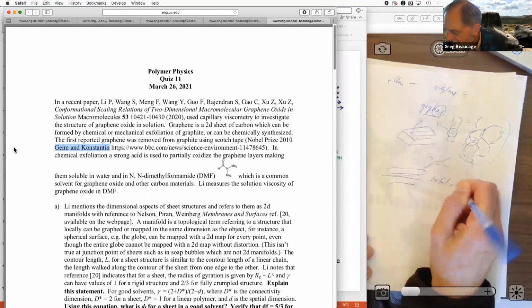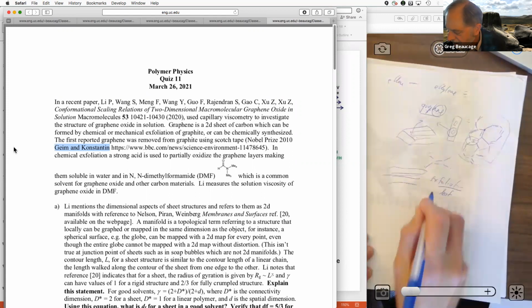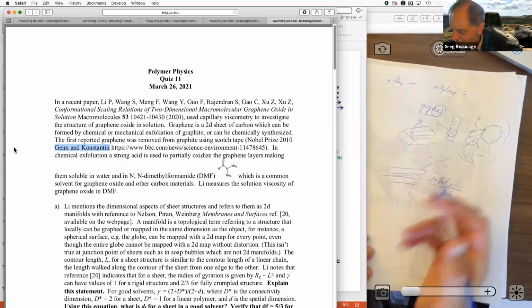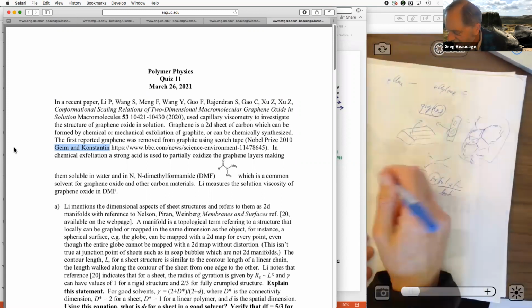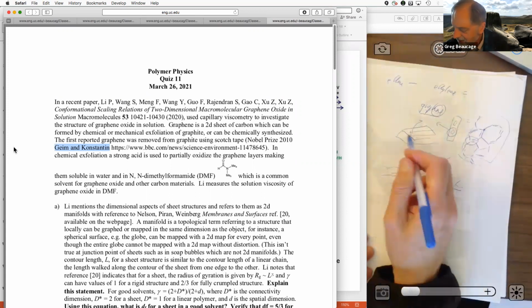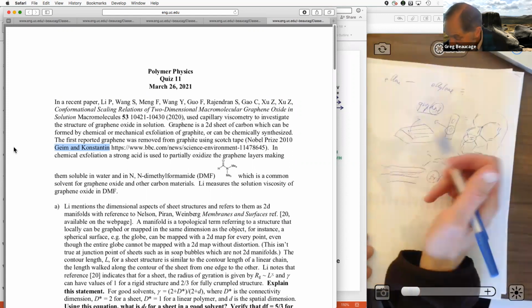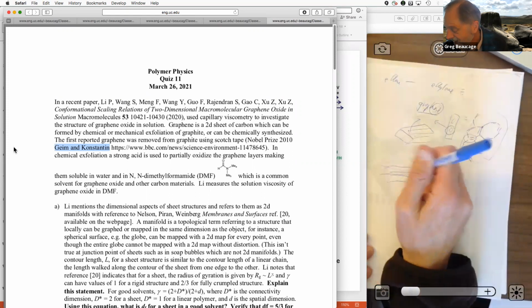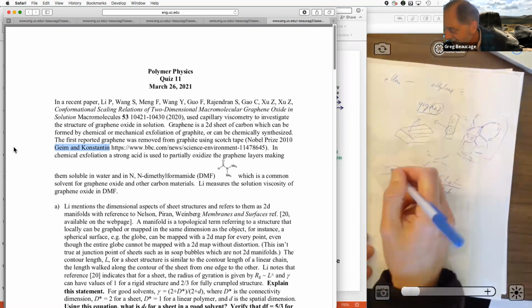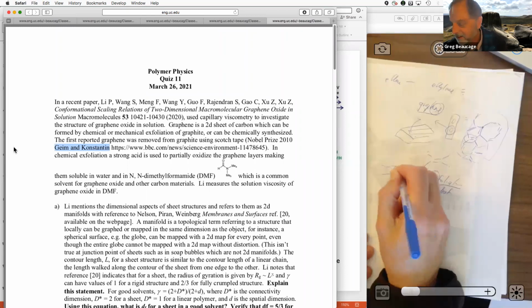So foliate means leaves, and ex means to remove. So remove the leaves. You pull off the sheets of it. So using Scotch tape is a method of exfoliating graphene. Usually with clay, the way they do it is you come in and modify it, so clays have an ionic interaction that binds the layers together.